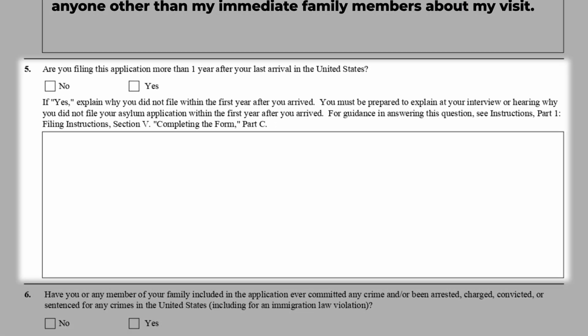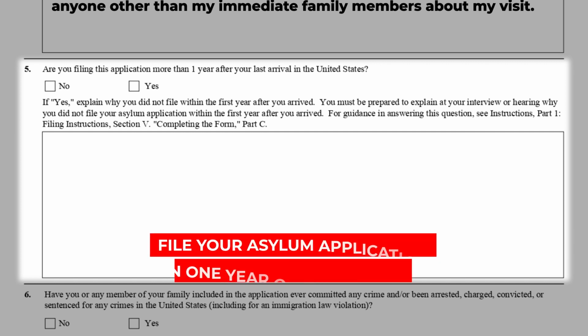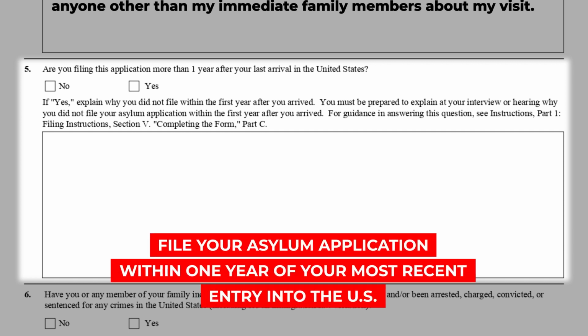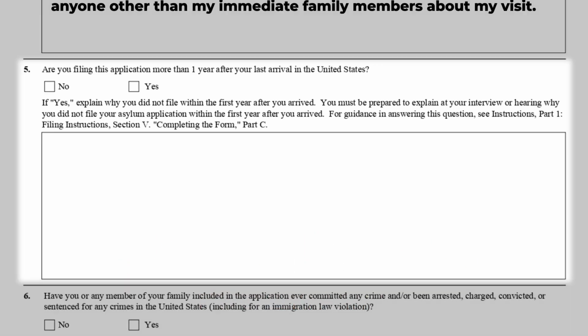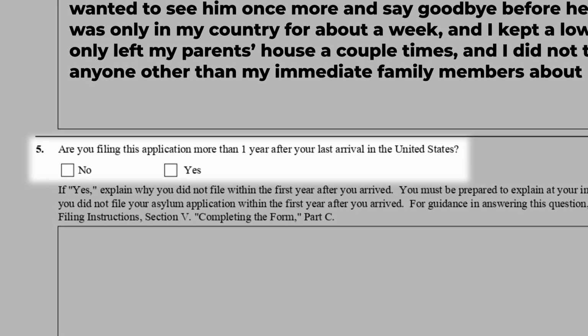This one concerns the 1-year filing deadline. This is very important. This deadline affects a lot of people because many asylum applicants don't apply until after they've already been in the United States for a year. You see, the rules say that to get asylum, you must apply for it within 1 year of your most recent entry into the United States. If you don't do that, you can't get asylum unless you qualify for an exception to the 1-year filing deadline. So, this question asks, are you filing this application more than 1 year after your last arrival in the United States?